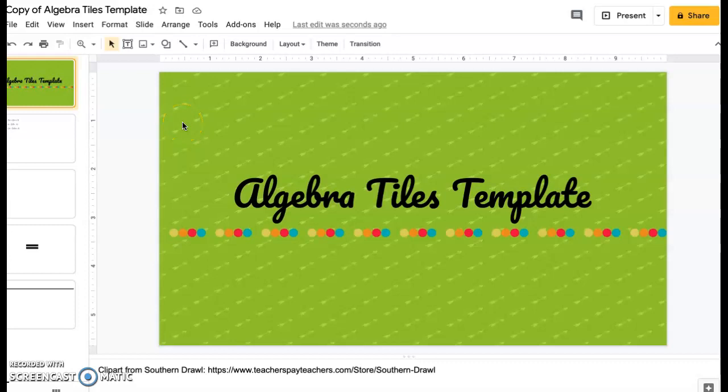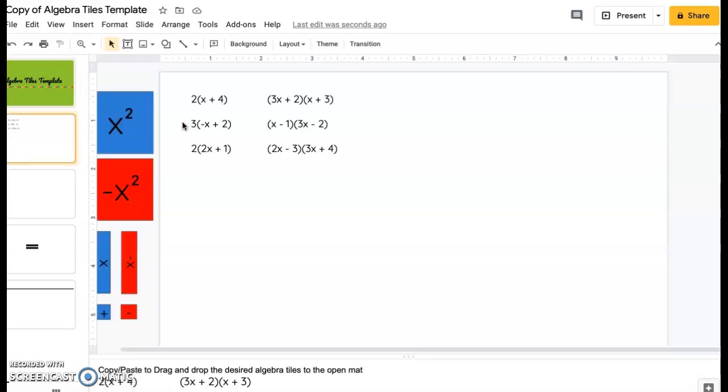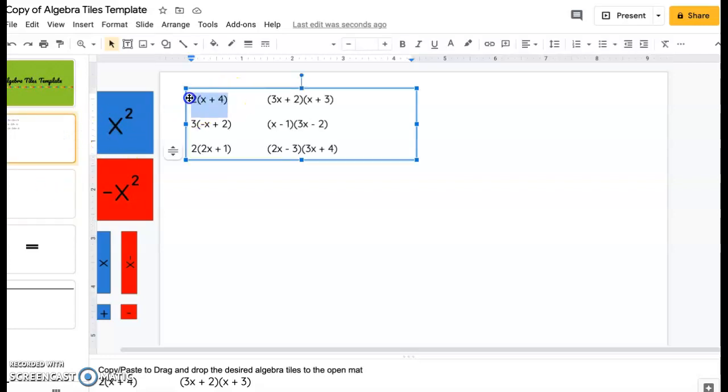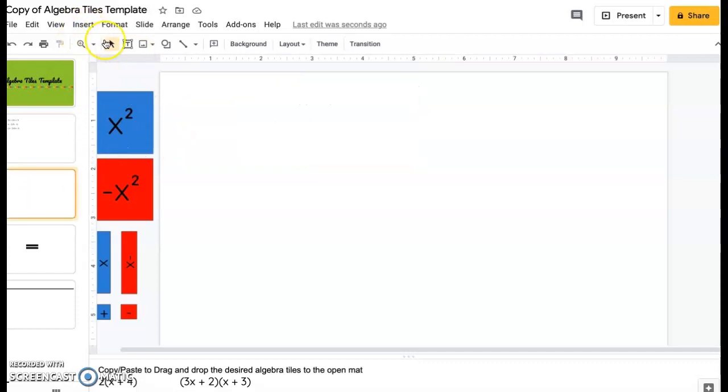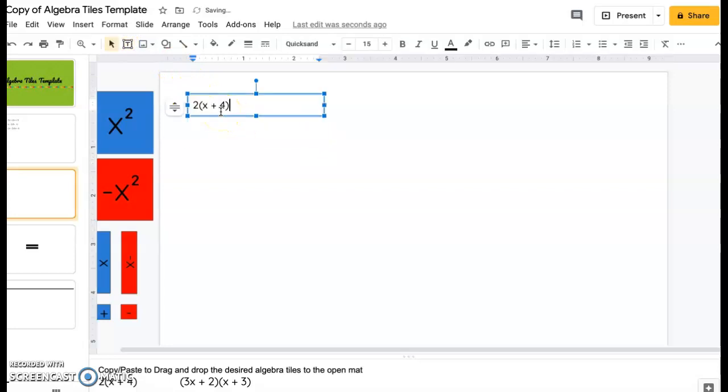Alright, so today we are going to work on using algebra tiles. So these are going to be all of our equations that we're going to do. We're going to start with 2(x plus 4), and the x plus 4 is in parentheses. So first we're going to transfer that over to our next slide, into our text box here. So then we don't have to keep looking back and forth.